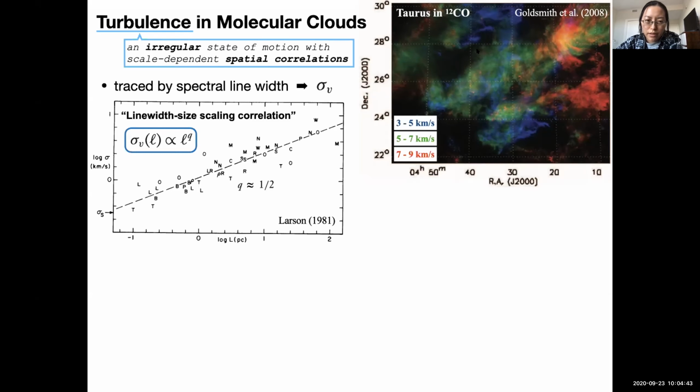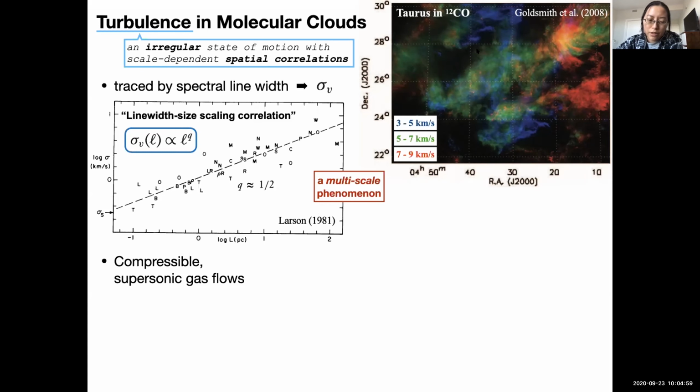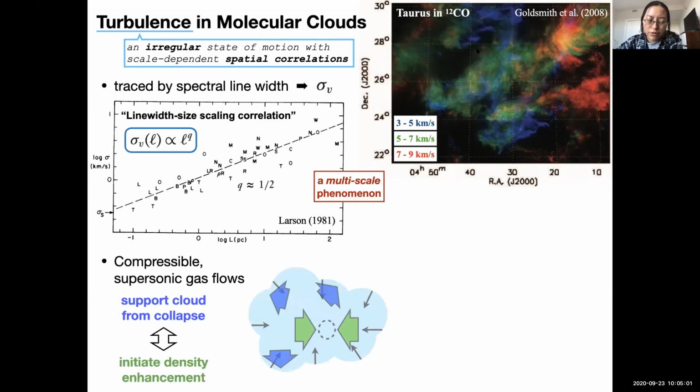I just want to point out that this indicates that turbulence is definitely a multi-scale phenomenon, which means when we interpret the velocity structure in the cloud, we have to be careful. Also, the turbulence in molecular clouds consists of compressible supersonic gas flows, which means it could be supporting the cloud from collapse. In the meantime, it could also initiate density enhancement. There, of course, should be magnetic fields playing a role here, which makes things even more complicated. But that's not the main focus today, so just ignore that.